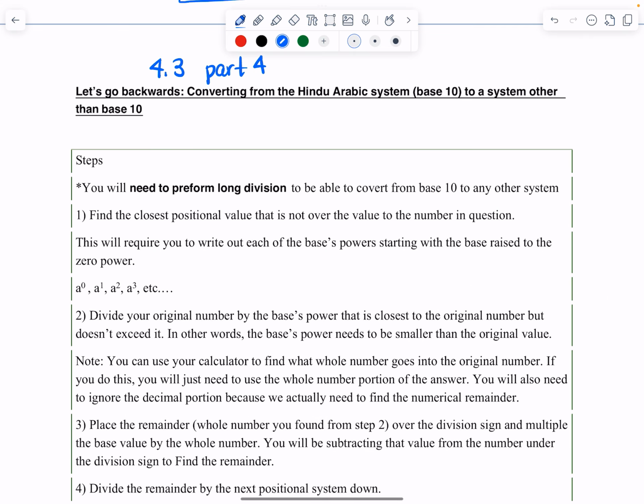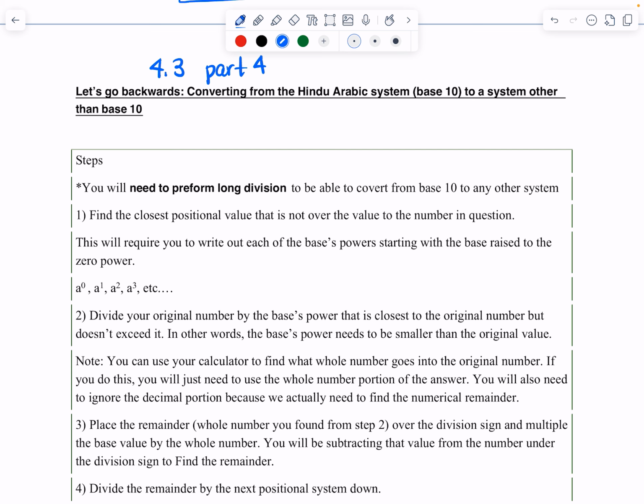This is 4.3 part 4. In this video, we are going to go backwards. The first 3 videos basically discussed what our base system is, and then converting from a non-base 10 system to a base 10 system. In this video, we are going to look at what we do when we convert from our system, which is the Hindu-Arabic system, base 10, to a system other than base 10.